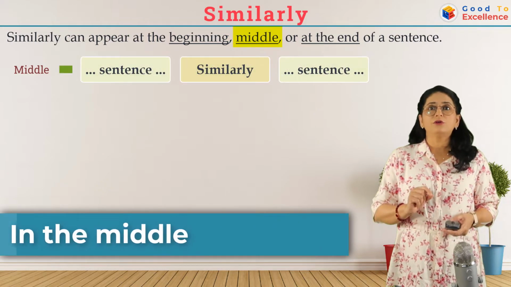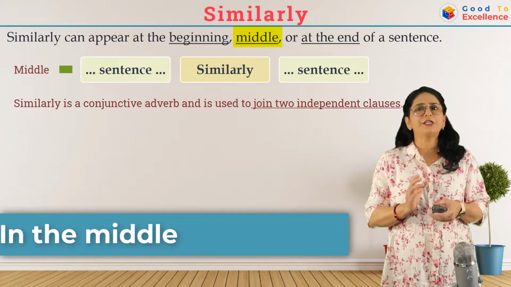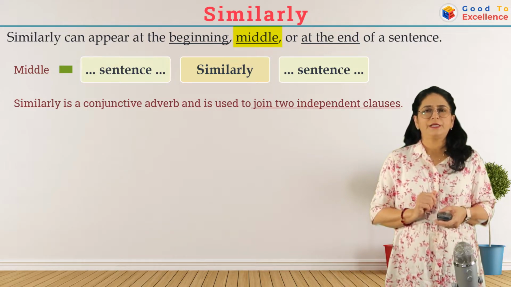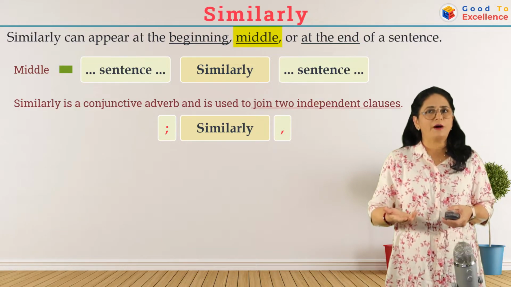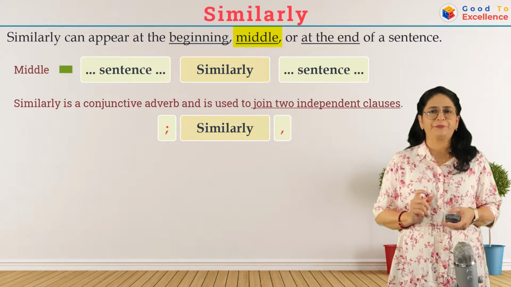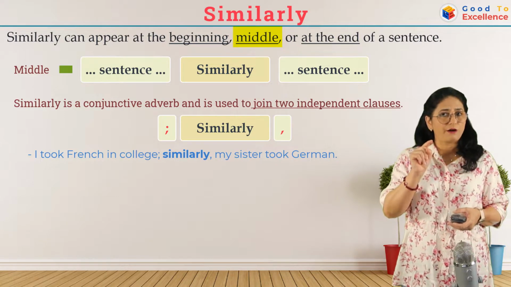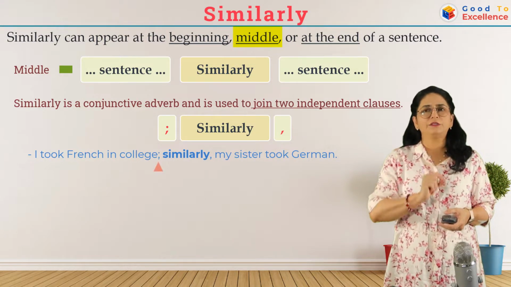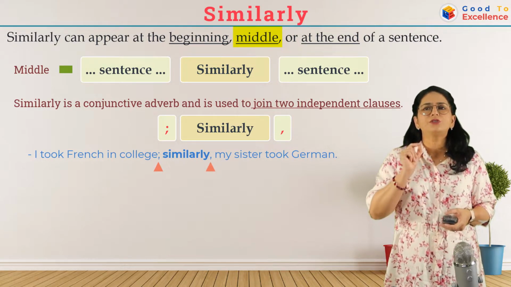Similarly is also used as a conjunctive adverb and is used to join two independent clauses. It is preceded by a semicolon and followed by a comma when it comes to punctuation. I took French in college. Now after that give a semicolon. Similarly, comma, my sister took German.